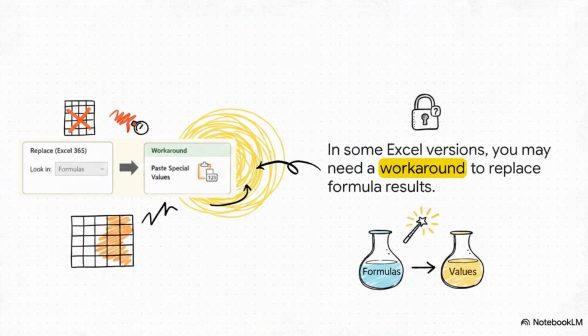In newer versions of Excel, sometimes when you're on the Replace tab, that look in option is locked to formulas, which means you can't directly replace the visible result of a formula. No worries though, there's an easy workaround. You just copy the cells and then use Paste Special to paste them as values. That turns the formulas into plain old numbers, and then you can replace them without a problem.